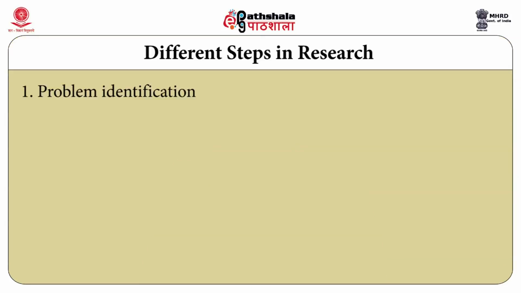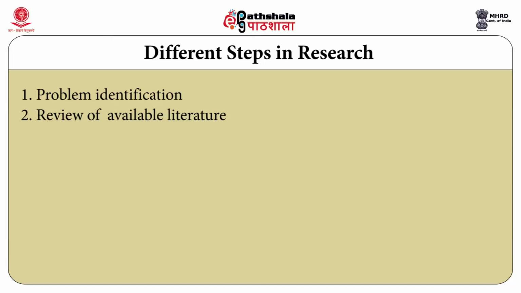Research usually involves 9 steps. These are problem identification or clearly narrowing down the focus of your research. Second, review of available literature on the subject selected for this study. Third, once you do review of literature, it will also help you to do problem formulation, which means stating research questions and objectives of the study and formulating relevant hypotheses.